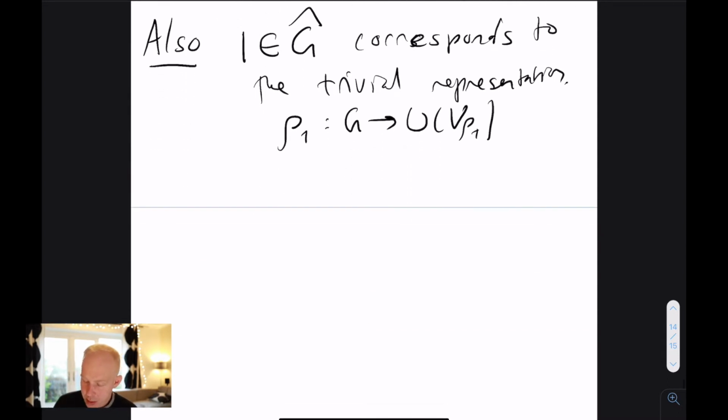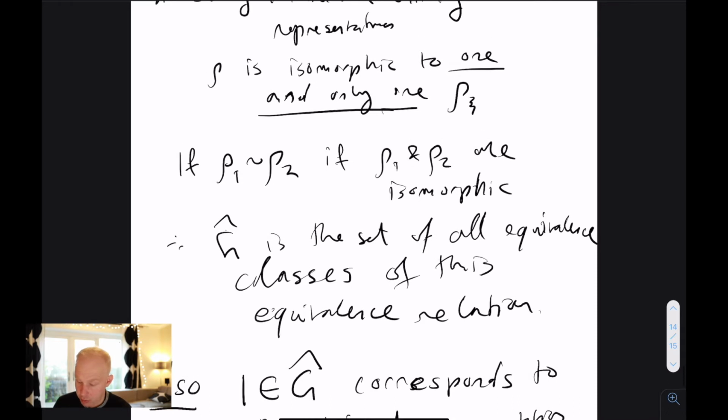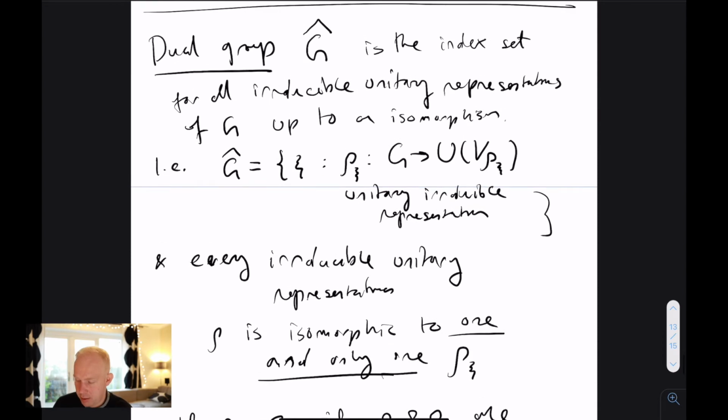And what else did I want to say about the dual group? It doesn't exactly have a group structure, but because of this equivalence relation, and actually using Schur's lemma, you can prove that this is a finite set. If you go through all the possible classes of irreducible unitary representations of a finite group, you can prove this is a finite set. So that's the definition.